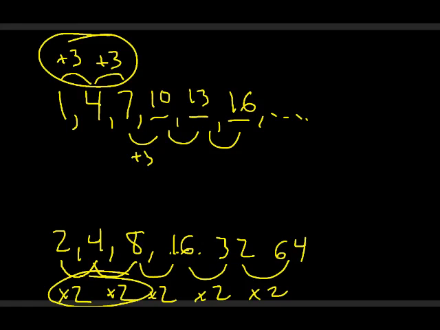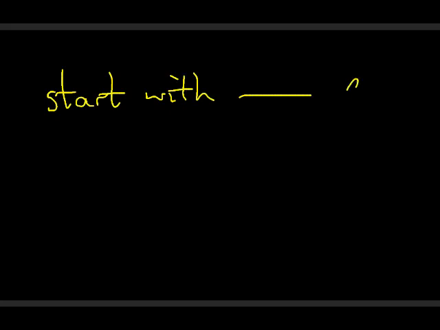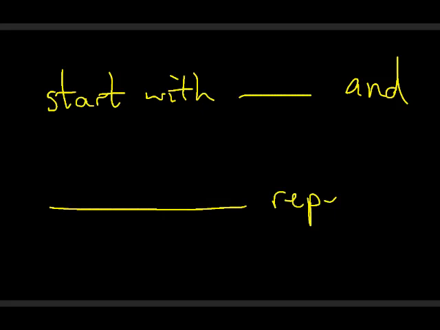So why don't I get a clean sheet here and just give you that basic form. It's always going to look like this. Start with something and do something repeatedly. Every single rule that you write for this assignment, for these repeating patterns, is going to be: start with something and do something repeatedly.